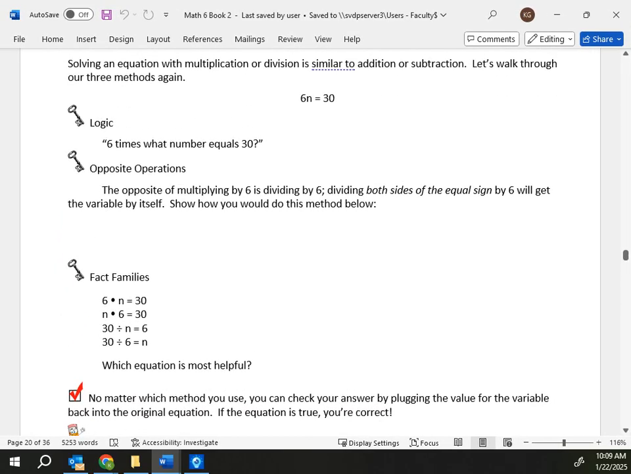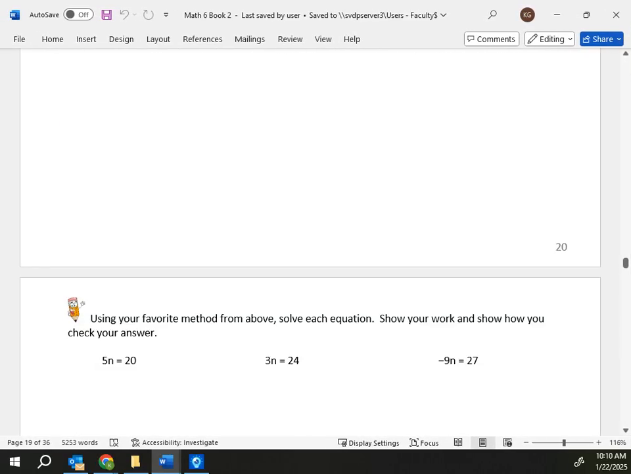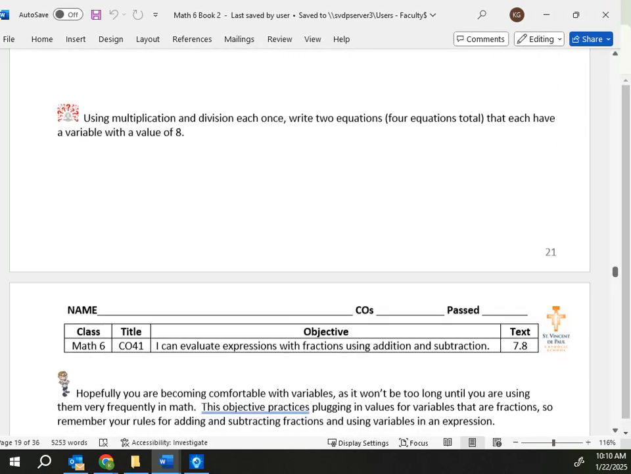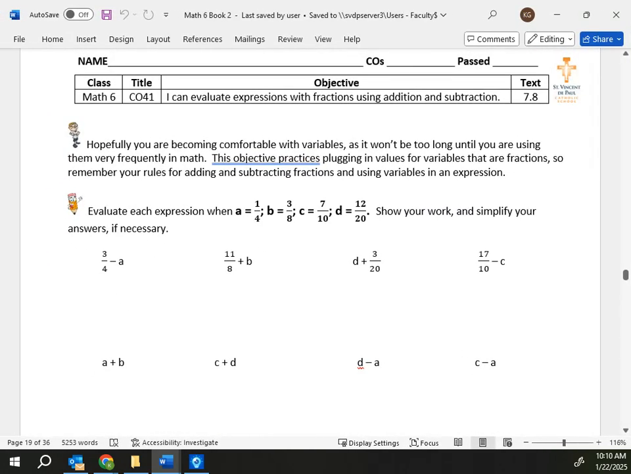Any questions on these two objectives? They're basically the same, just doing different operations, but we solve them the same way. So then, we come to CO 41. I can evaluate expressions with fractions using addition or subtraction. Some of us are very confident with working with fractions, and we remember the steps. Some of us forget the steps to do.